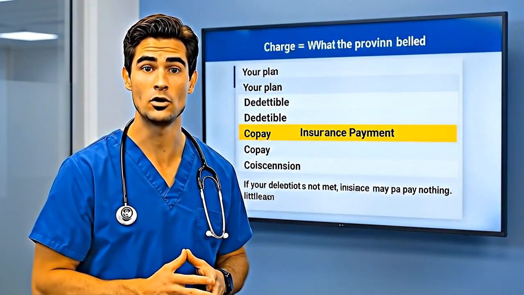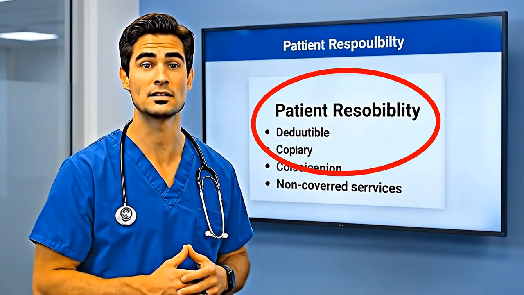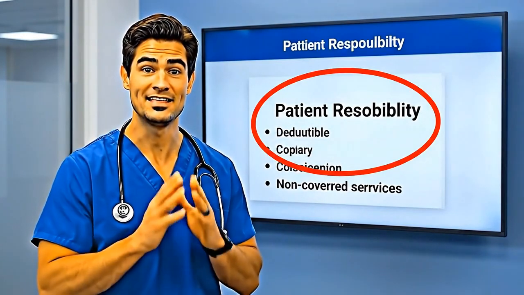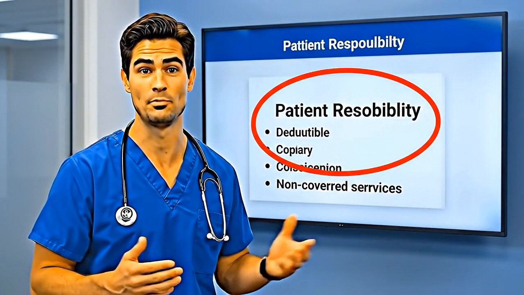This is the amount you may owe. It includes deductible, copay, coinsurance, non-covered services. This is not always final. Always wait for your EOB.